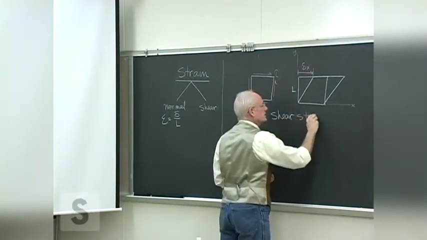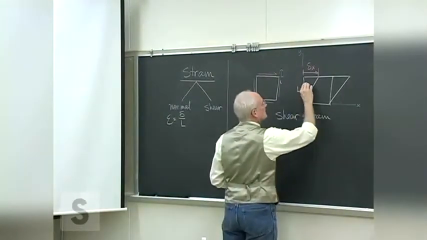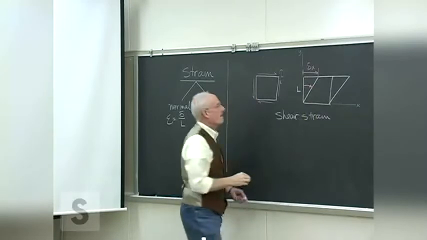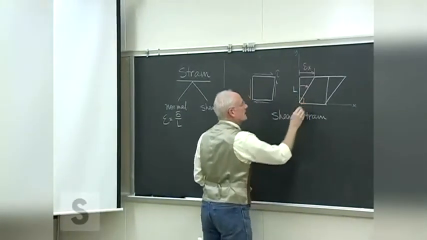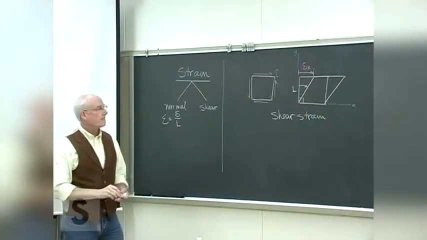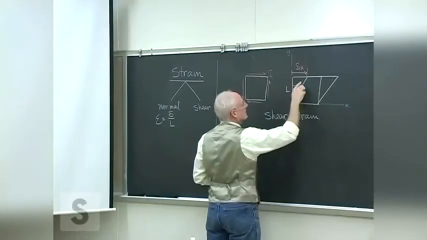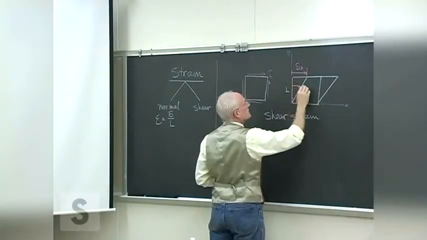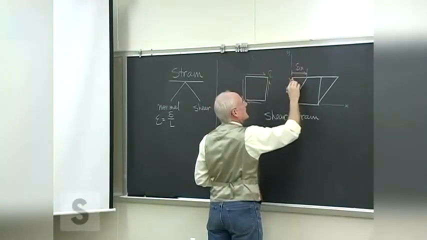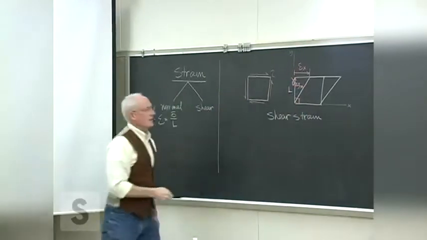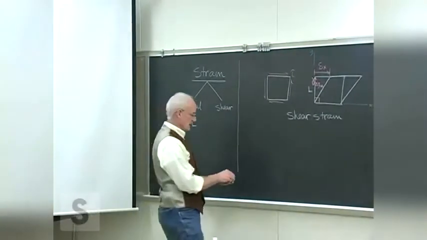We define then the shear strain as the change in angle of some original angle. In this case, it happened to be originally 90 degrees. It now undergoes a change to whatever that angle is, depending upon the geometry. And we'll label this gamma xy. Xy meaning this is the piece, our view of this piece is in the xy direction, xy plane.